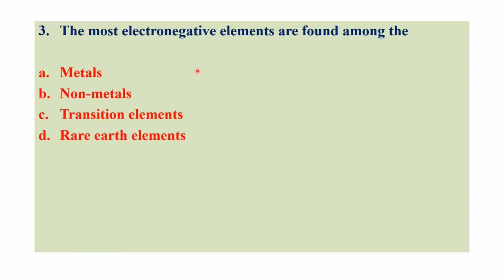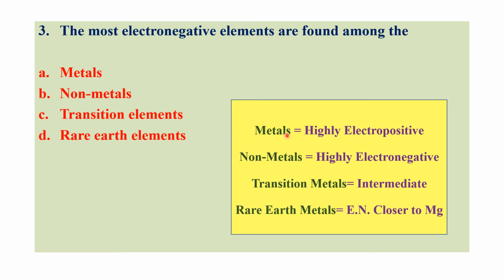The most electronegative elements are found among the metals, non-metals, transition elements, or rare earth metals. Metals are present on the left side of the periodic table, and these are highly electropositive. Non-metals are highly electronegative. Transition metals are in between, so their character is also intermediate between these two. For rare earth metals, research shows their electronegativity value is closer to magnesium, or we can say the alkaline earth metals. So the question is about the most electronegative element, and the answer is non-metals.